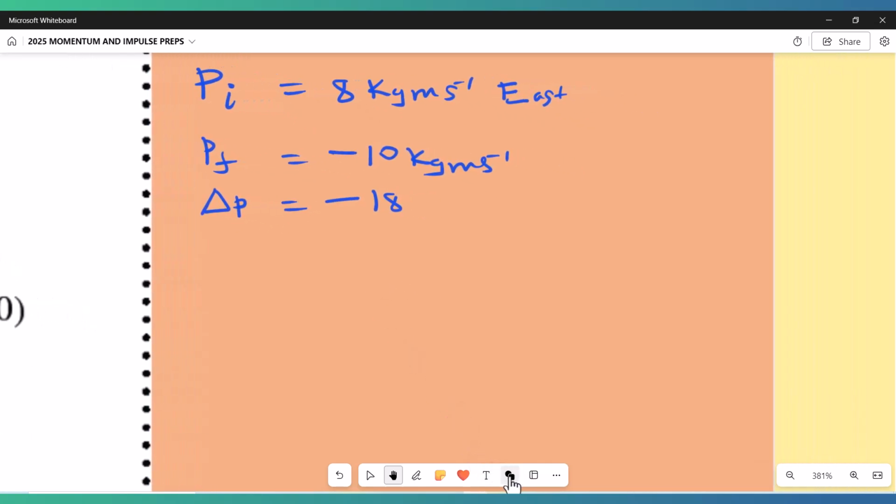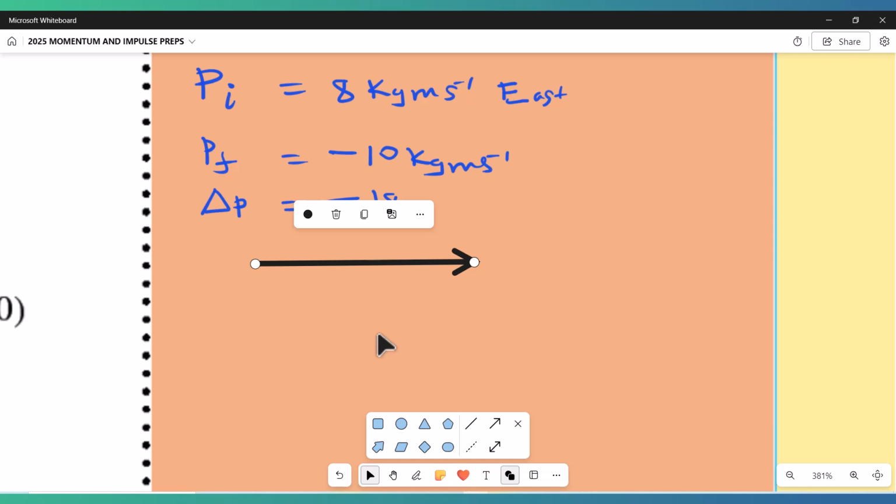If I come here and I draw my first P initial. Now I'm choosing, you see, this east is 8, so 8 must be shorter than the 10. If I draw it from here, for example, going like this, that's the east, and that's our P initial, which we are calling the 8. That's our 8 there. So this is our P initial here, which is 8.